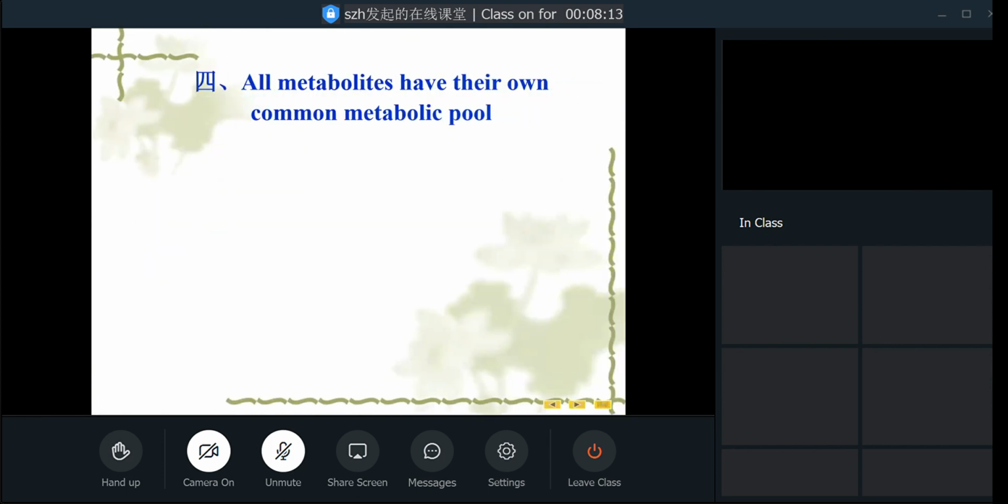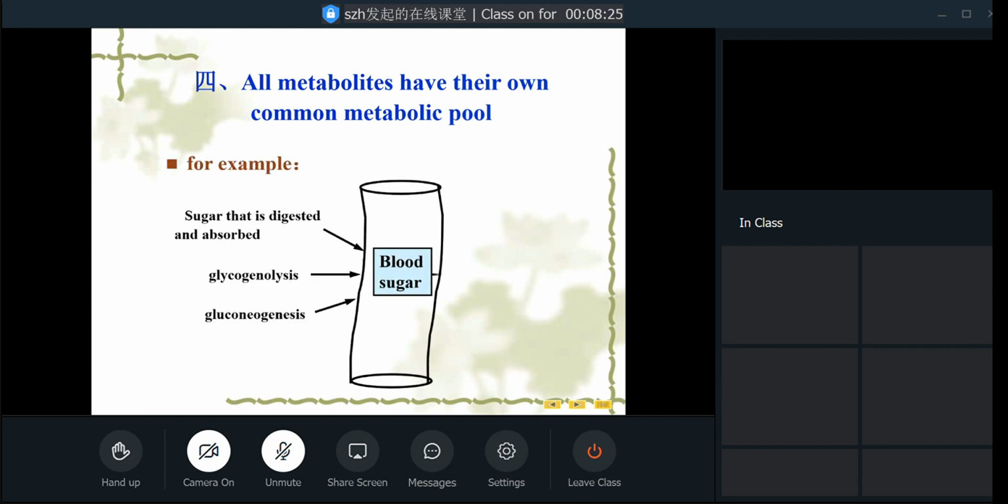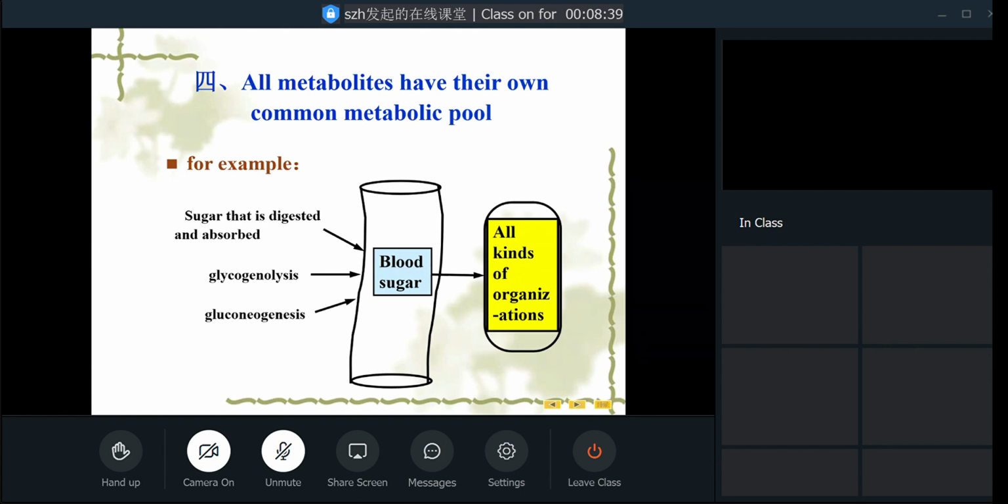And all metabolites have their common metabolic pools. For example, we studied glucose. From the food, glycogenolysis, and gluconeogenesis, all of this can produce glucose and form the glucose pool. Another one is the amino acid pool. Protein can be synthesized, and protein hydrolysis and so on can produce amino acids.